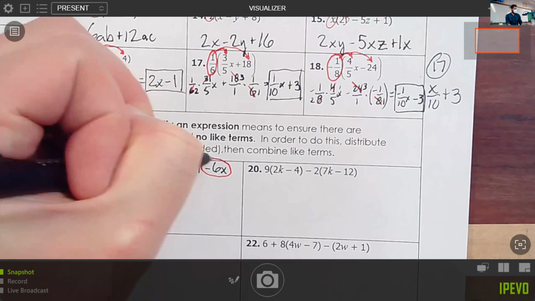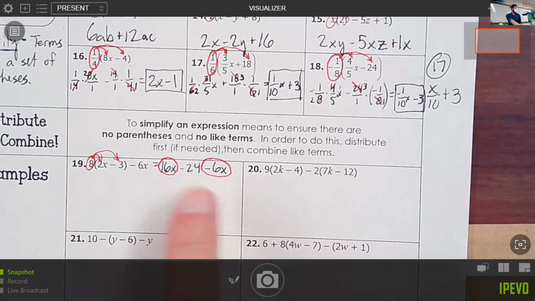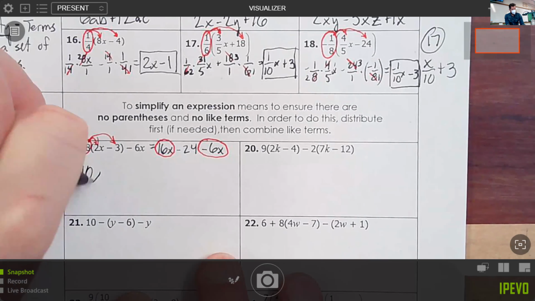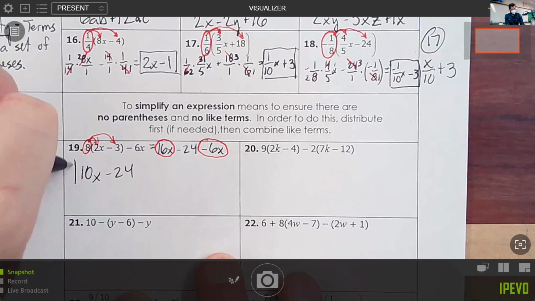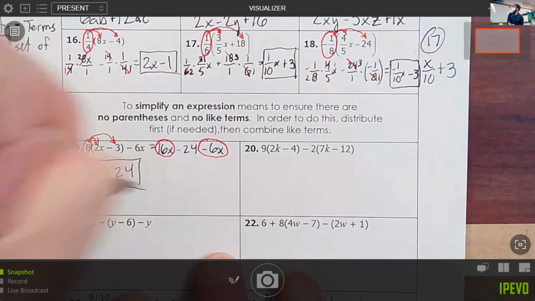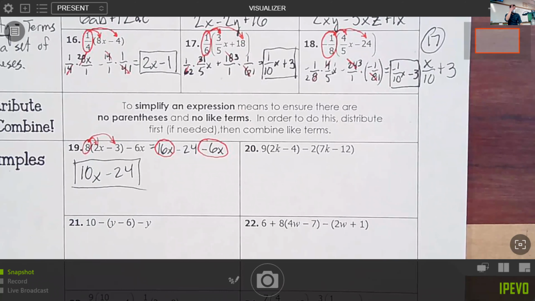So just like we did yesterday, we're going to put those together. 16 minus 6 is 10. So our answer then is 10x minus 24. So we have no parentheses. We have no like terms, which means that this is simplified.